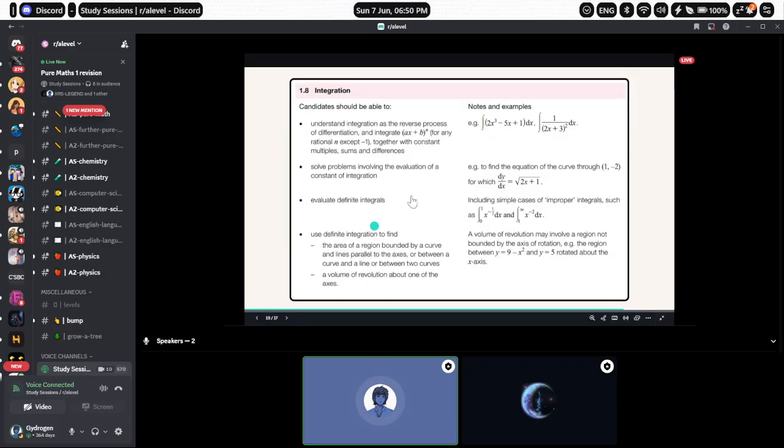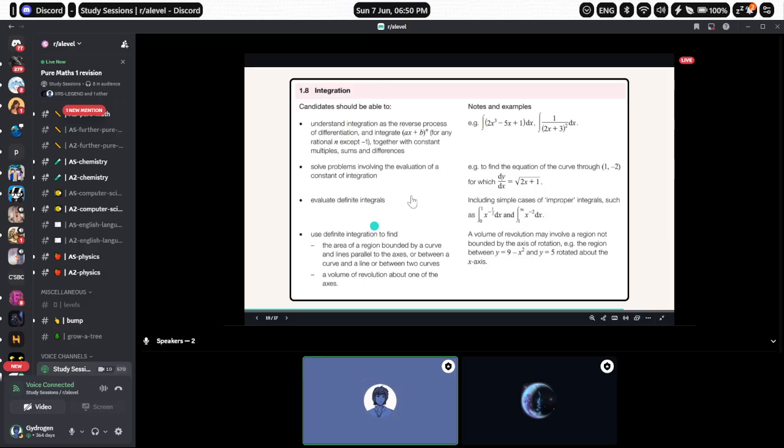So just keep in mind that you can only use this for cases where the inner function is linear. If it was ax squared plus b, then you won't be able to do the method I said. So it's just (ax plus b) raised to n plus 1, divided by (n plus 1) times a.